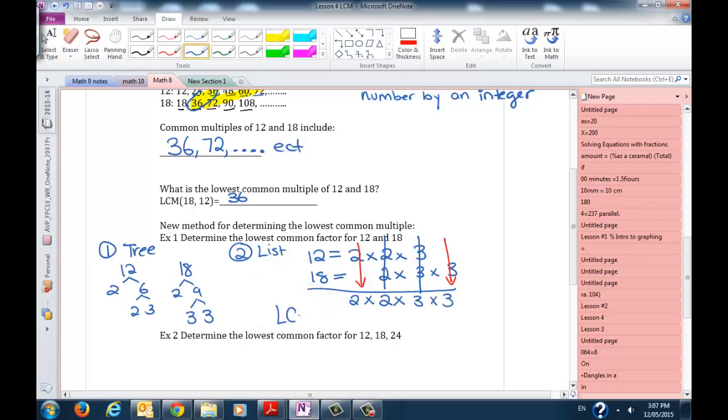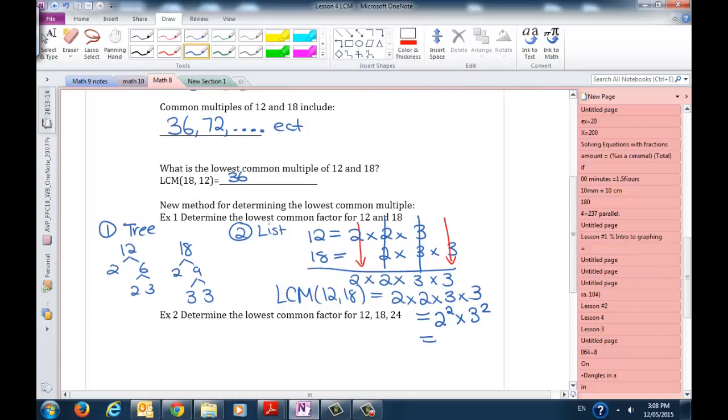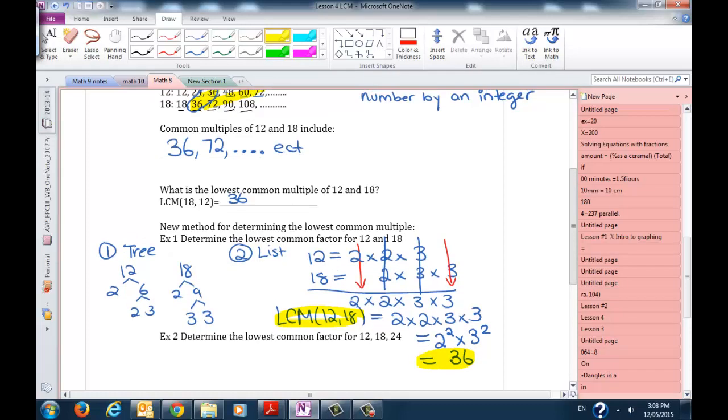And I can conclude that my lowest common multiple of 12 and 18, in expanded form, is 2 multiplied by 2 multiplied by 3 multiplied by 3. If I was writing it in index notation, it would be 2 squared multiplied by 3 squared. And if I just asked you to find the lowest common multiple, then this would be 36, 4 times 9. And this is what we predicted earlier. We said the lowest common multiple of 12 and 18 is 36.